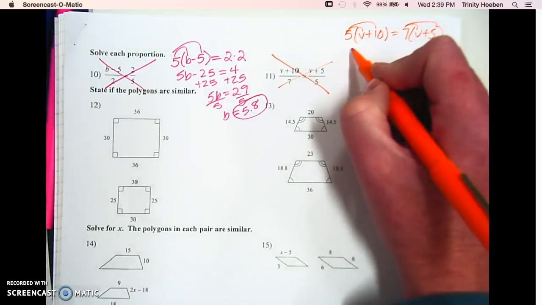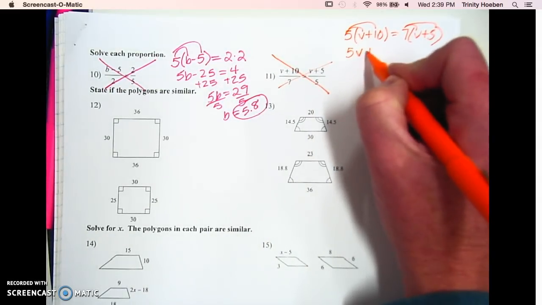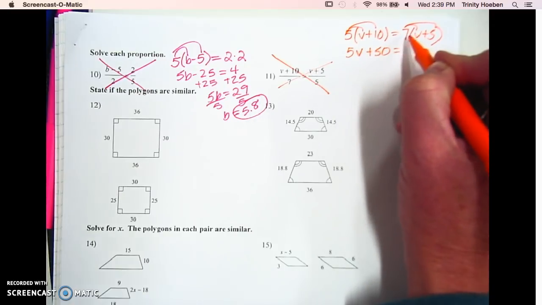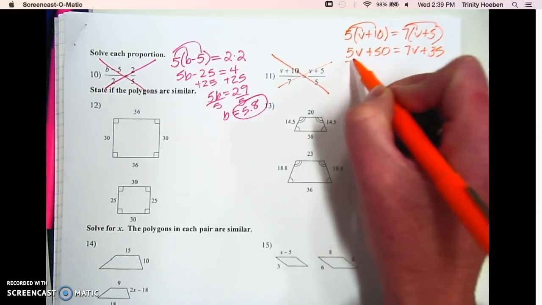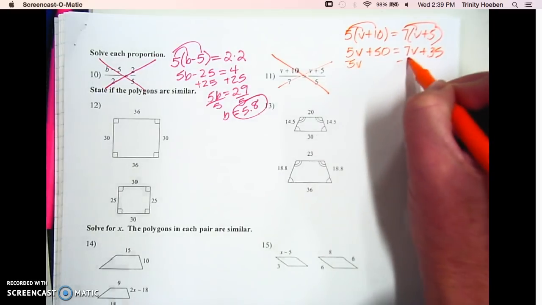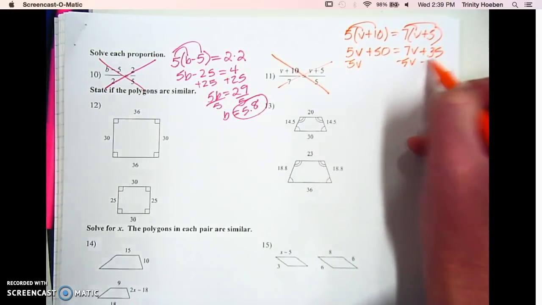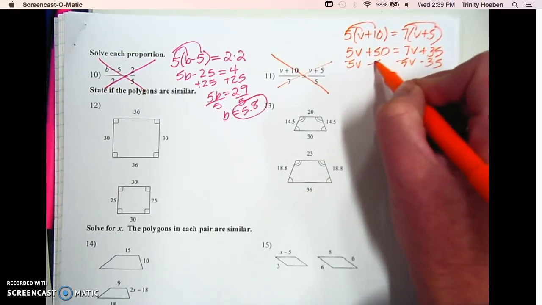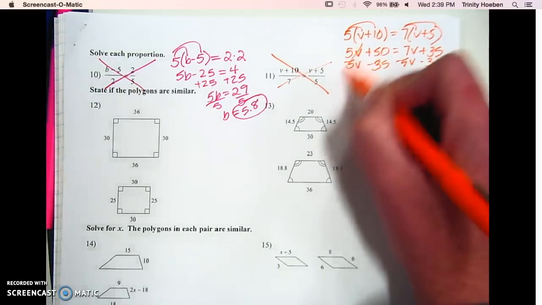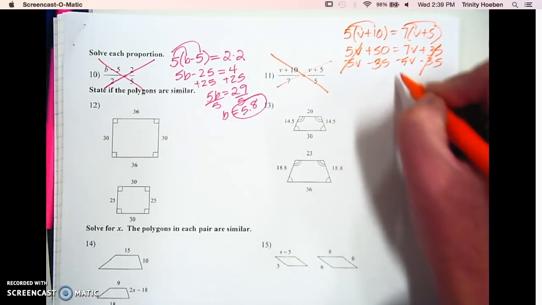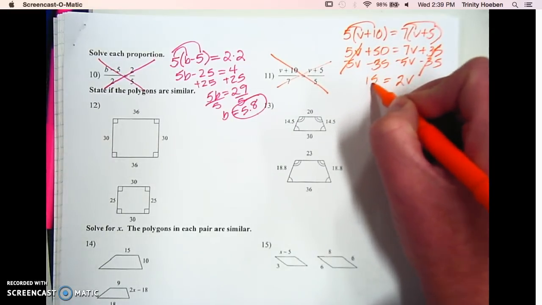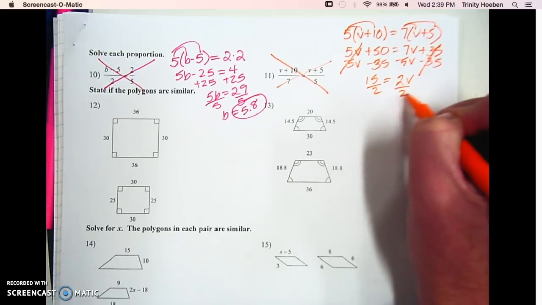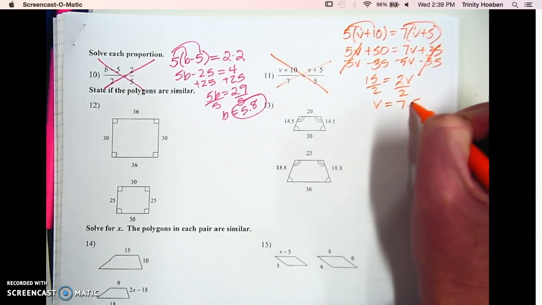So 5 times v is 5v, 5 times 10 is 50, 7 times v is 7v, and 7 times 5 is 35. Since 5v is smaller, I'm going to subtract that from both sides and subtract 35 in the same step. These are opposites, so we're left with 2v equal to 15. Divide both sides by 2, and we get v equals 7.5.